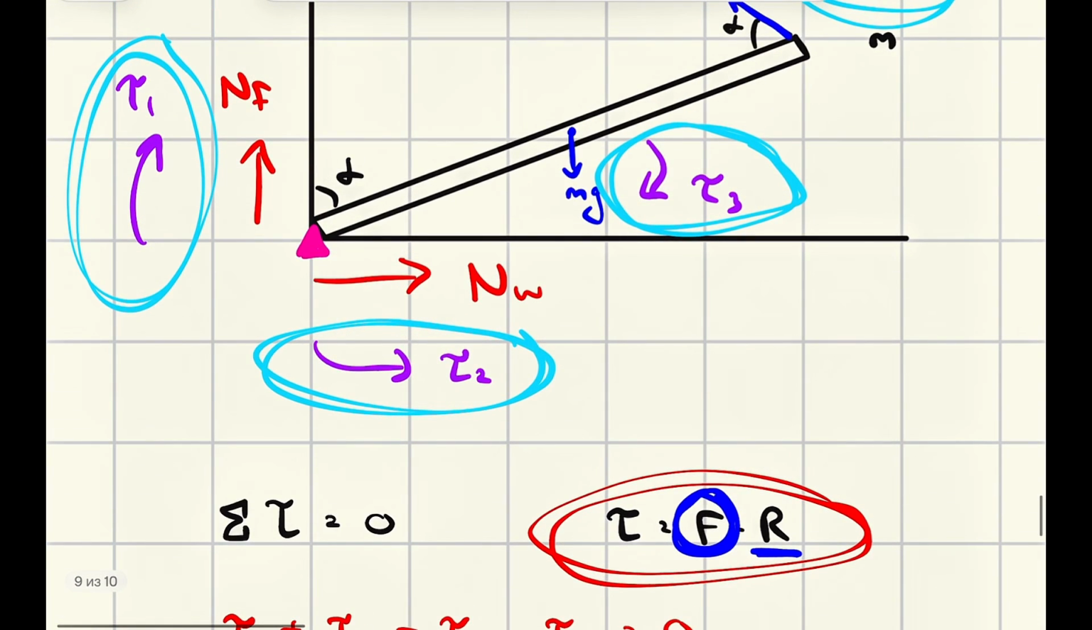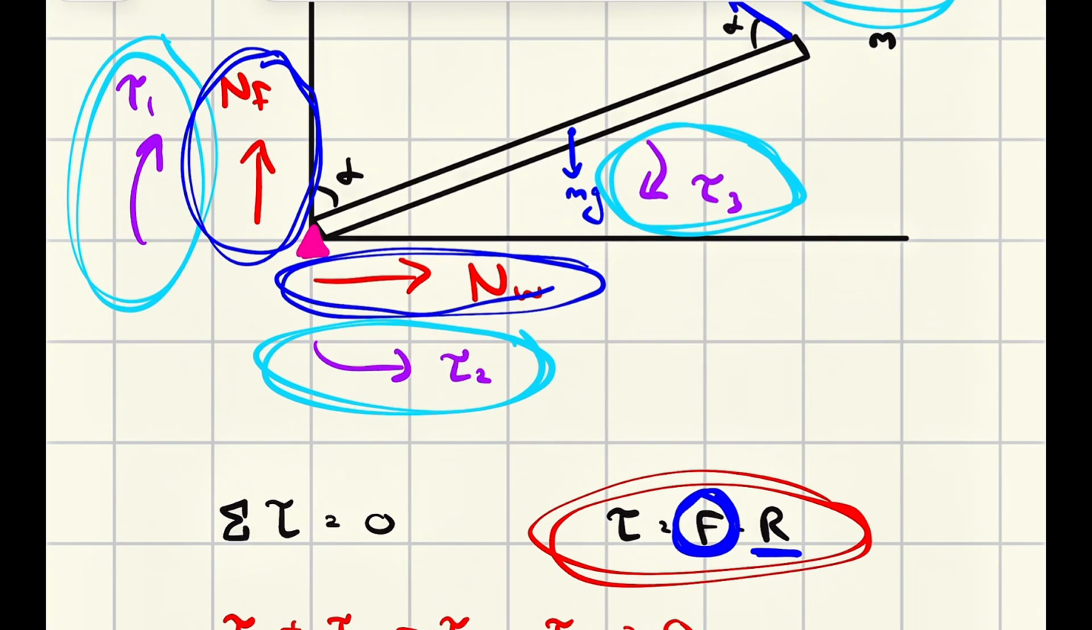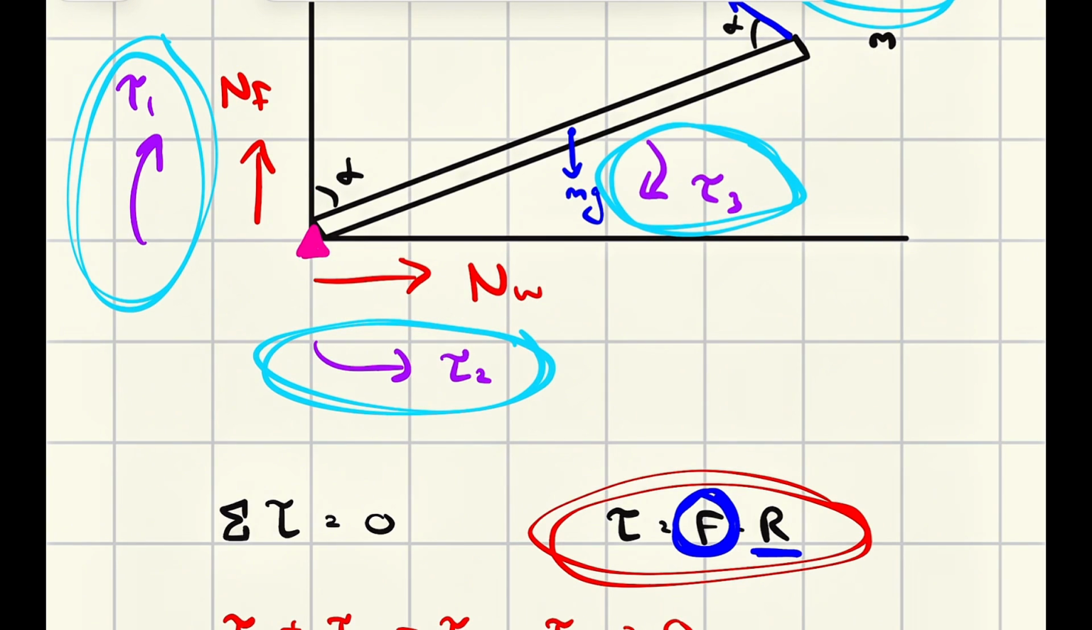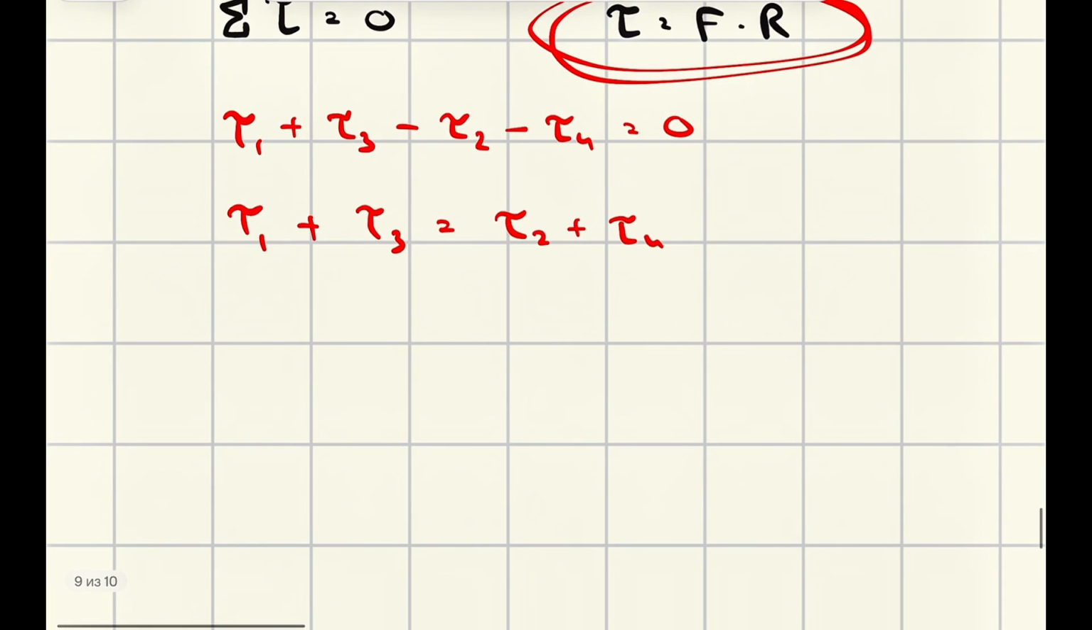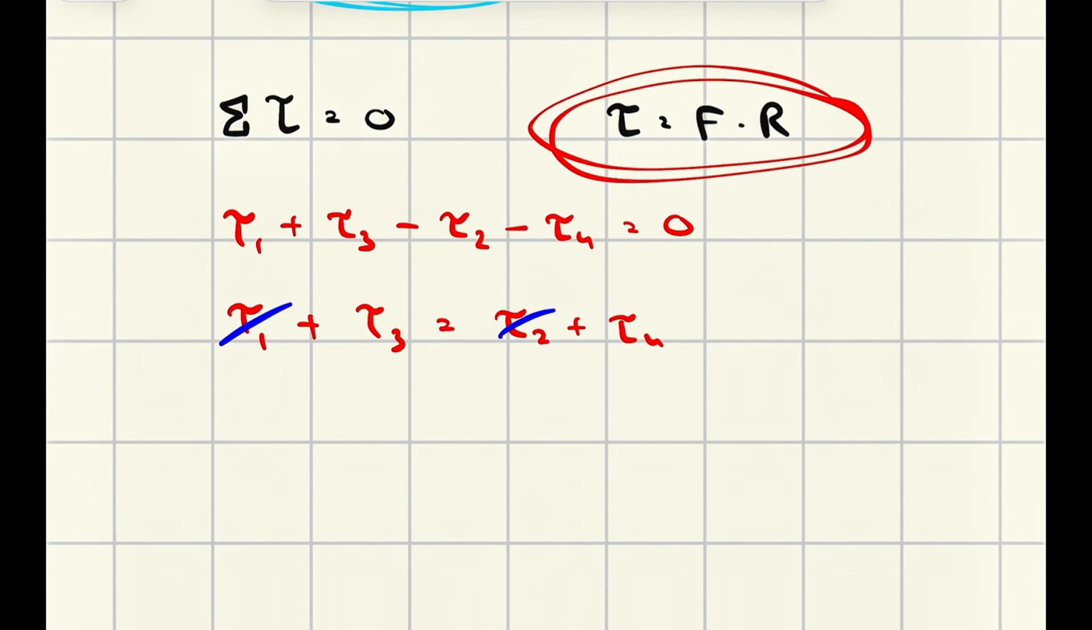And if we look at these two, for torque 1, the force which is trying to rotate is the normal force of the floor. For torque 2, it is the normal force of the wall. And as you see, both of them have this R equal to 0 because they are 0 distance away from that pivot. So what it means is that torque 1 and torque 2 can be cancelled out. It's going to be torque 3 and torque 4 only.